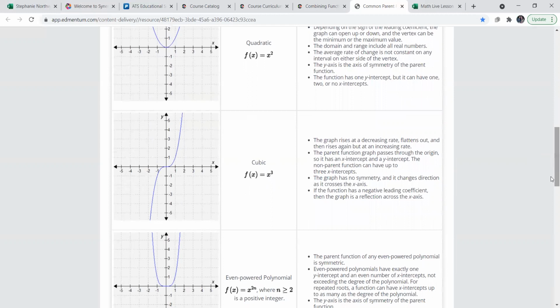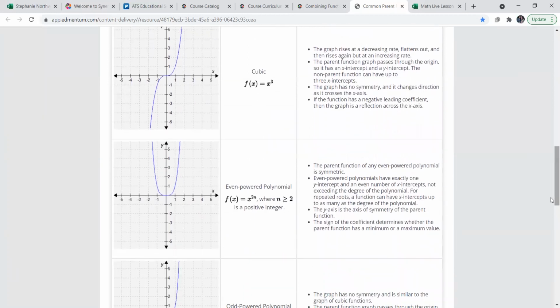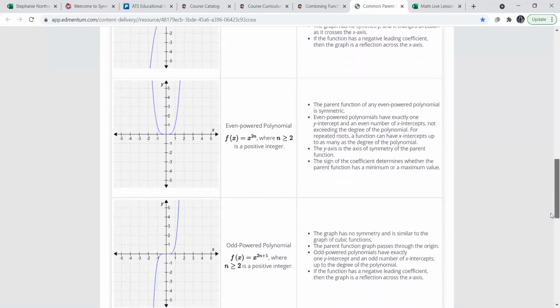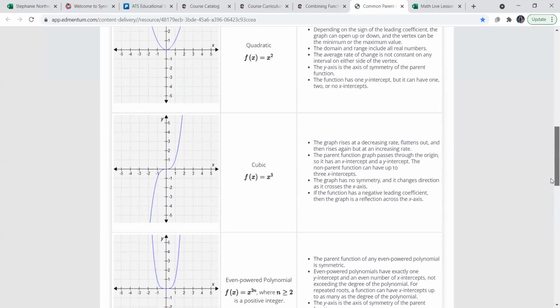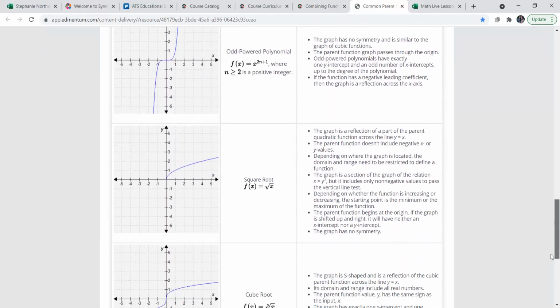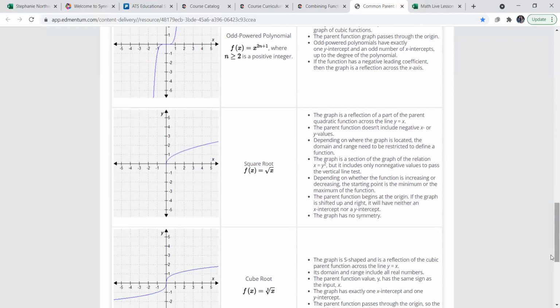Cubic: the graph rises at a decreasing rate, flattens out, then rises again, increasing. It kind of looks like an upside down, backwards S. Even powered polynomial: the parent function of any even powered polynomial is symmetric, so again, you fold it in half, same thing. Odd powered polynomial: there's no symmetry in this, the same concept as our cubic function. Square root is kind of just a line going across.